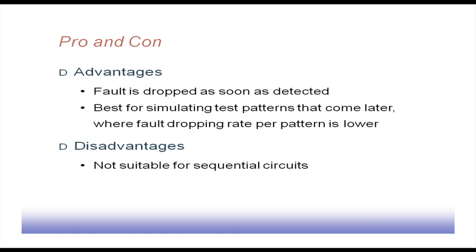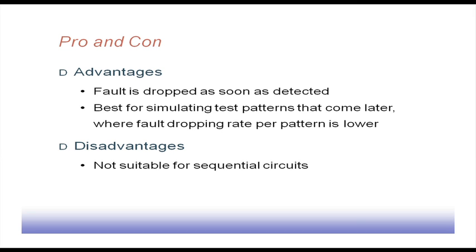So, it is best for simulating test patterns that come later, where the fault dropping rate per pattern is lower. Later on, the fault dropping rate will reduce. As I said, initially even some random patterns will detect a good number of faults, but as we go beyond some point, the fault dropping rate will reduce. Newer patterns will not be able to detect very complex faults, or what we call resistant faults. Disadvantage: it is not suitable for sequential circuits, because a sequential circuit has to go over a number of cycles. So, that is one problem.